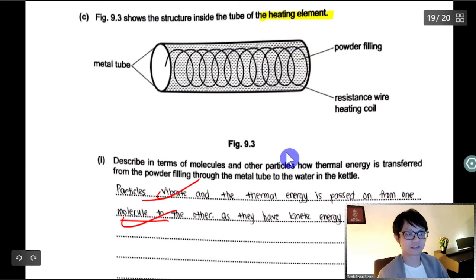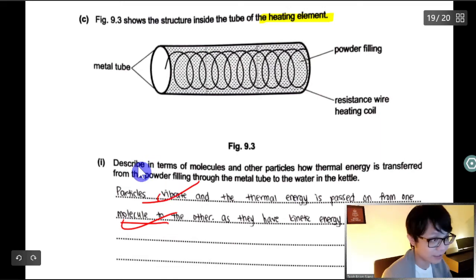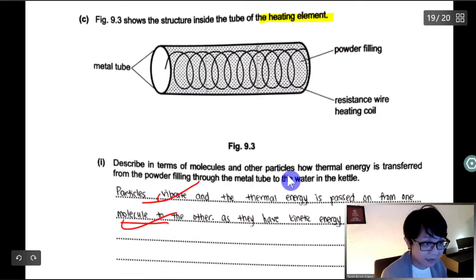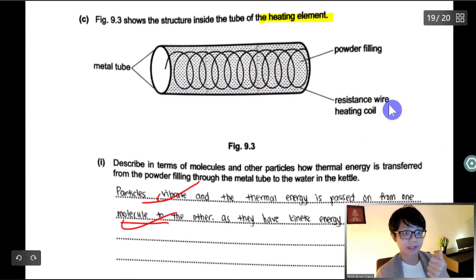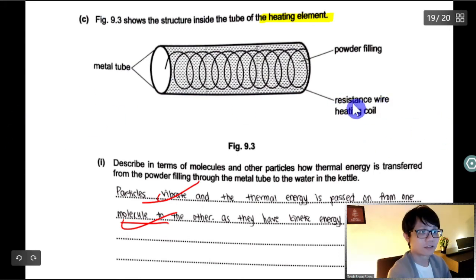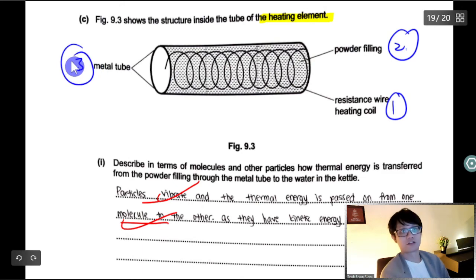Describe the term molecule, how the thermal energy is transferred to the powder filling. What I'm reading: describe the term molecule and other particles, how thermal energy is transferred from the powder filling through the metal tube to the water. Okay, so the heat will transfer from the wire, correct or not? It starts from the wire first, then it goes to the filling powder, then it goes to the metal tube. 1, 2, 3.